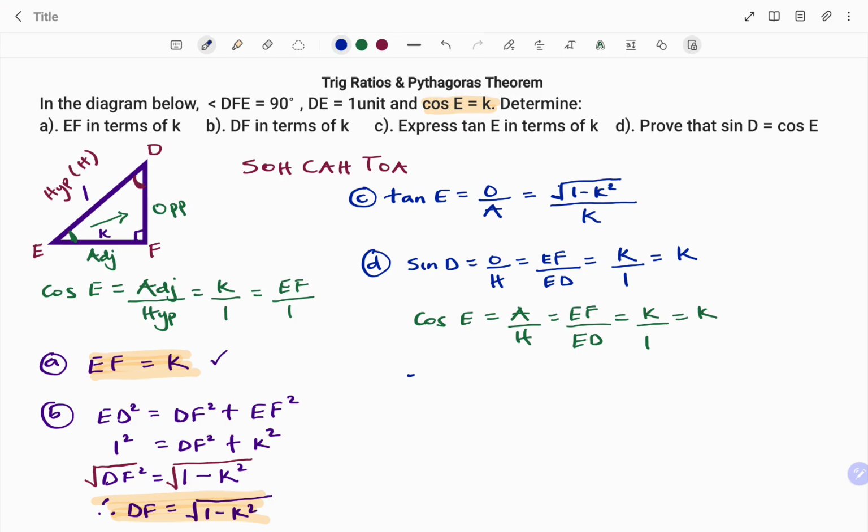Therefore, I've been able to prove that K is equal to K. Therefore, sine D is equal to cos E.